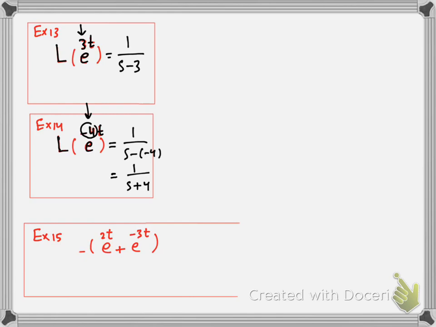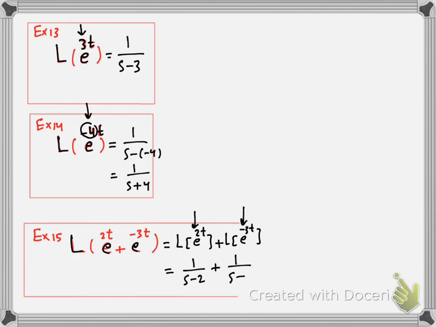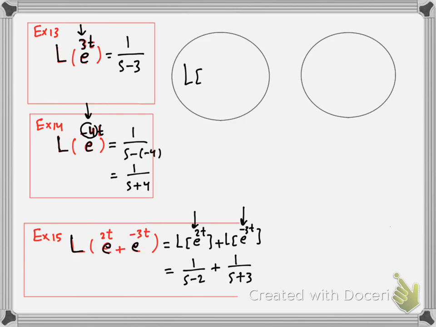And again, to compute the Laplace transform for two terms, you can split them into the Laplace of the first function, e to the power 2t, plus the Laplace of the second function, which is e to the power negative 3t. Accordingly, the answer becomes 1 divided by s minus the coefficient, which is just 2, plus 1 divided by s minus the coefficient, negative 3, which becomes plus 3. Then in general, the Laplace transform for e to the power at equals 1 by s minus a, and the Laplace transform for e to the power negative at becomes 1 over s plus a itself.